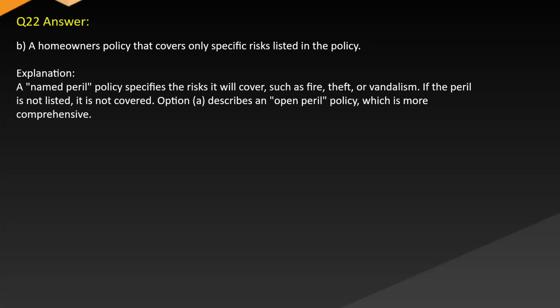Answer: B. A homeowner's policy that covers only specific risks listed in the policy. Explanation: a named peril policy specifies the risks it will cover, such as fire, theft, or vandalism. If the peril is not listed, it is not covered. Option A describes an open peril policy which is more comprehensive.